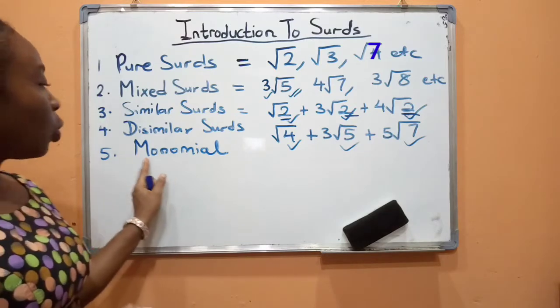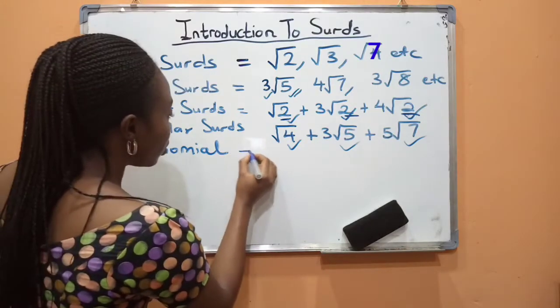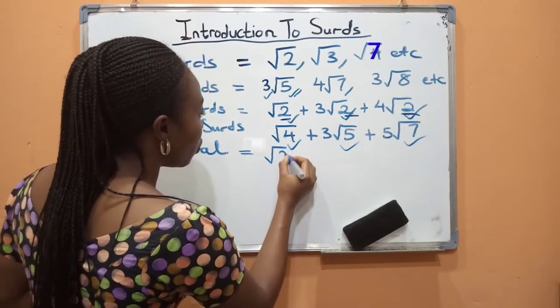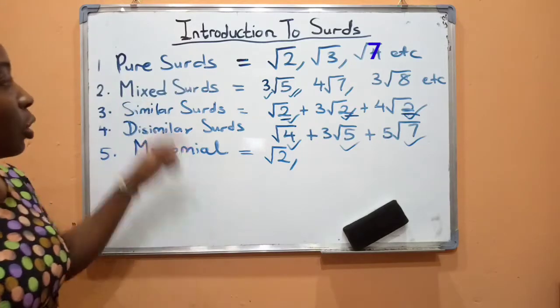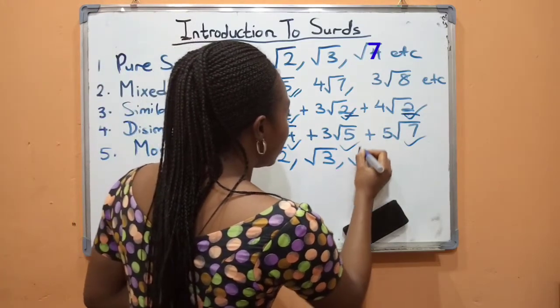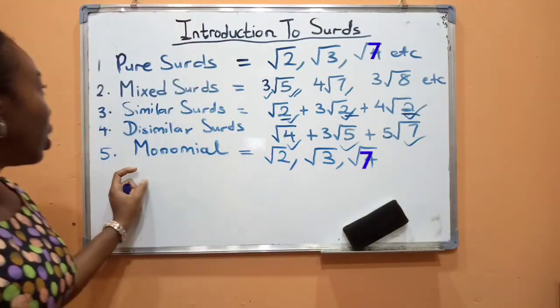Now, from the word mono, we know we are talking about one. So, monomial surds are simply singular surds. They occur in one, almost similar to the pure surd. So, you have things like this, and you have this. This is referred to as the monomial surd.